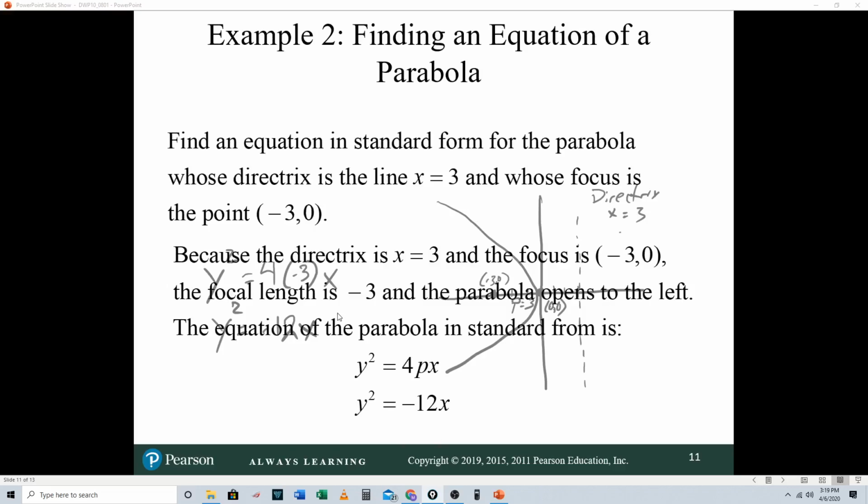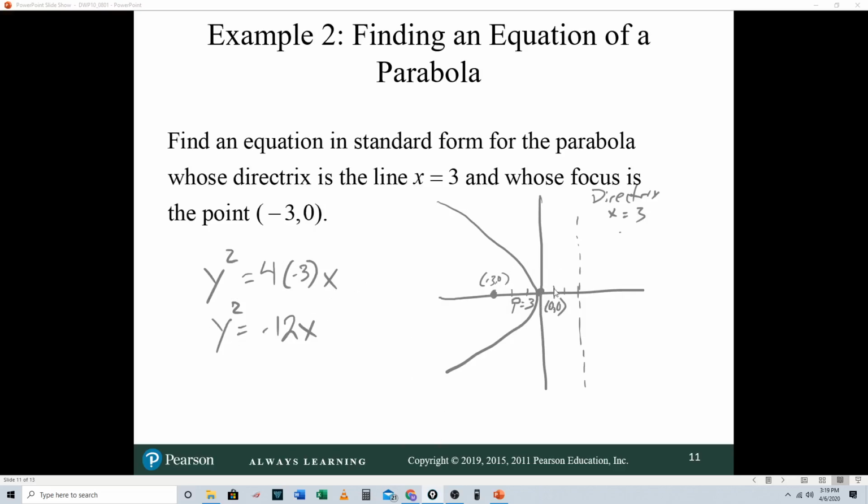There it is. So if it was opening to the right, p would be positive. If it's opening to the left, p would be negative. That's how you can tell p is positive or negative. If it opens vertically, if it opens up, p is positive. If it opens down, p is negative. We'll do some more examples in the homework of this.